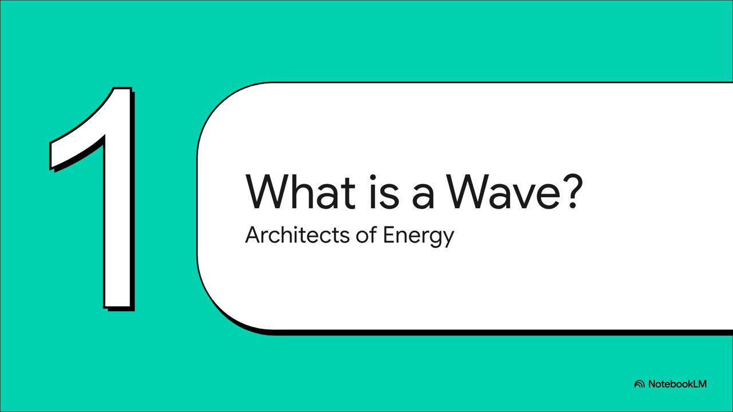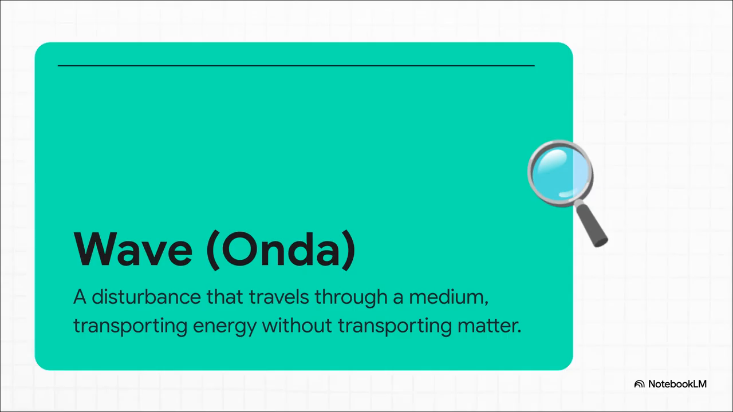Okay, first things first. Before we can really get into sound, we have to back up and ask a more basic question. What even is a wave? This is the single most important thing to get. A wave, or onde as you see here, is a disturbance that moves energy, not stuff. Think about a stadium wave at a game. People stand up and sit down. They don't actually run around the stadium. They stay in their seats. It's the energy, the idea of the wave that travels. That's a wave in a nutshell.